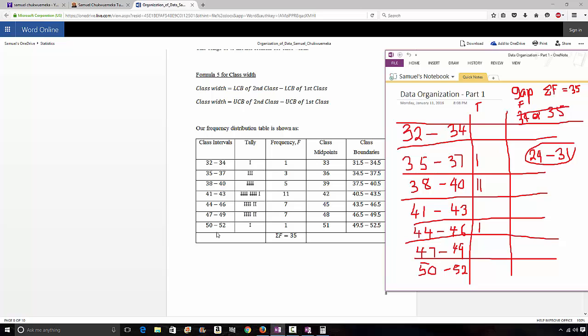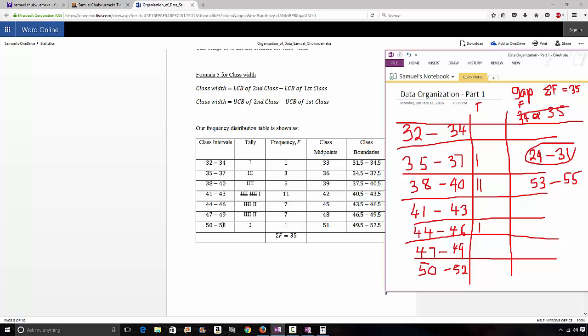Okay? You could presume that there is an 8th class. And if you presume that there is an 8th class, that would be what? 50 plus 3 is 53. So 52 plus 3 is 55.